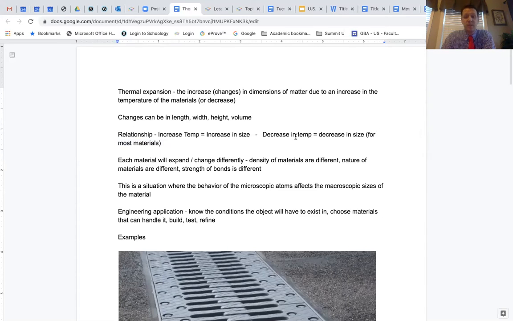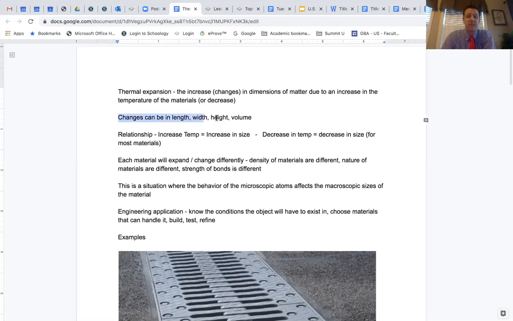Technically, as you decrease the temperature of water, it actually does decrease in size, but you hit a temperature point where it actually reverses, which makes water so very, very unique and so very important to our world. But for basically most every solid and most other non-water-based liquids, you increase their temperature, they increase in size. You decrease your temperature, they decrease in size. That's the way that it works.